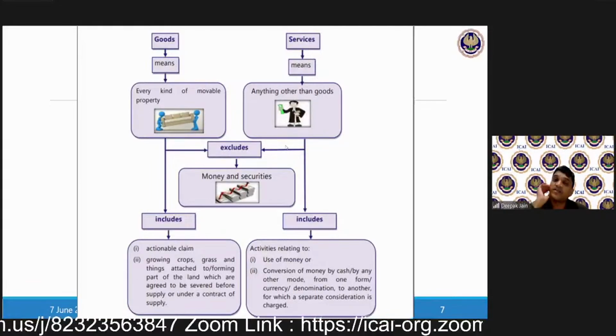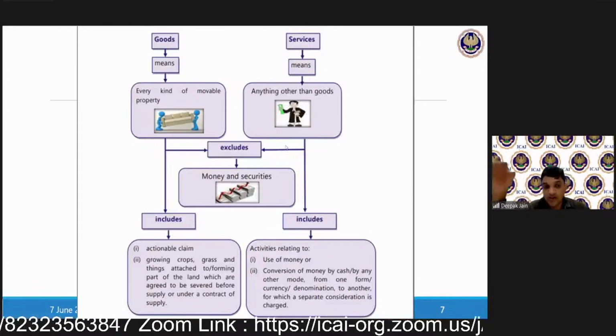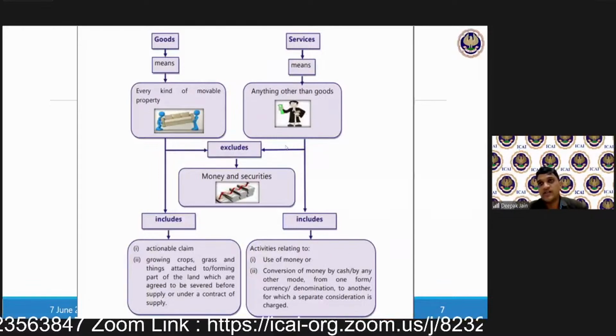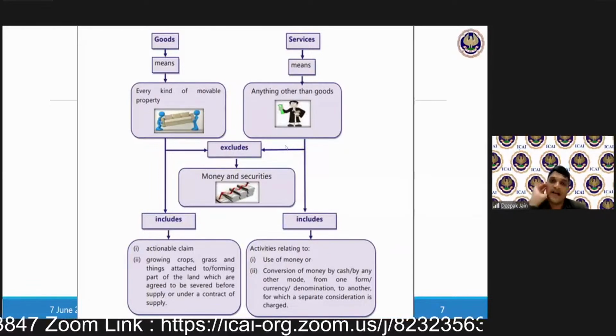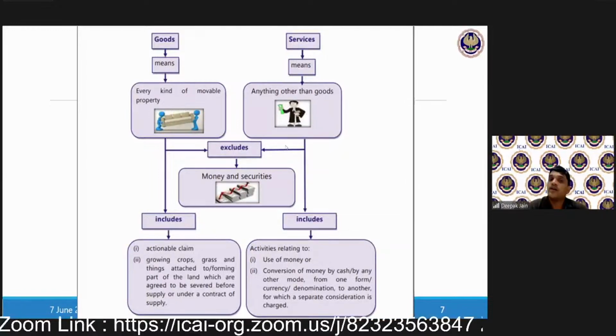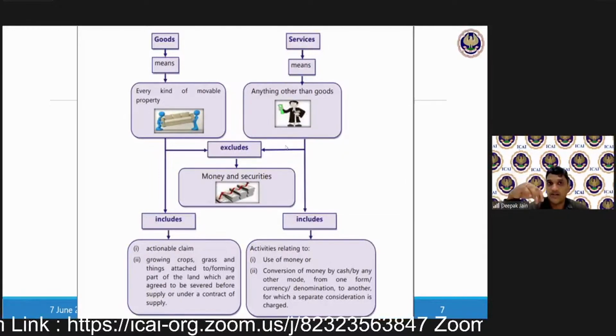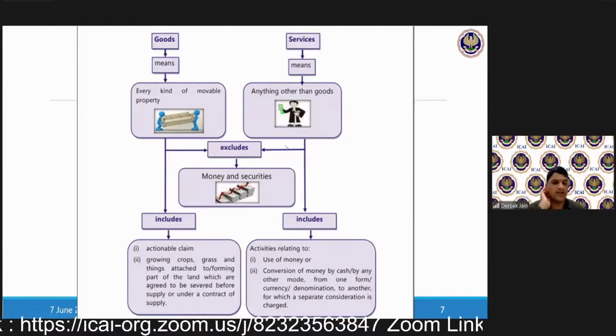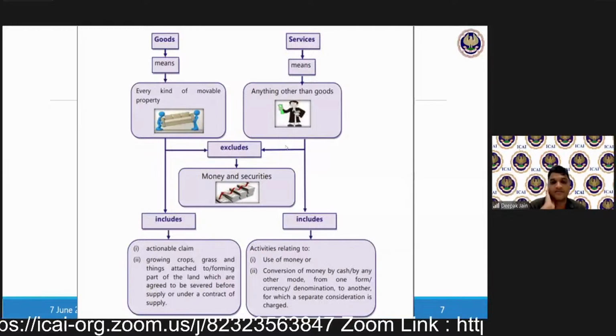Another example of actionable claim, which is also included under Schedule 3, is lottery, betting and gambling. When you buy a lottery ticket, okay, you're all aware of a lottery ticket. How does it work?